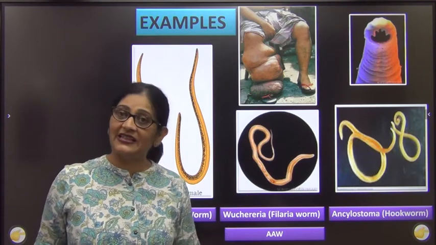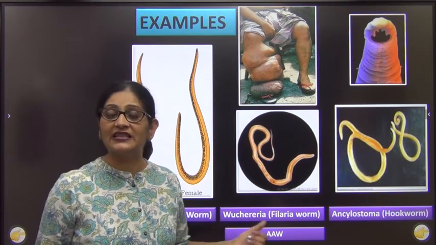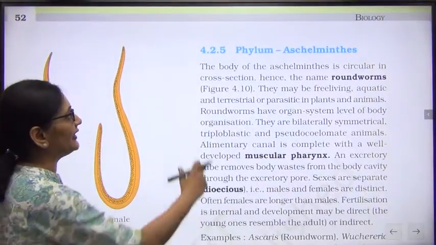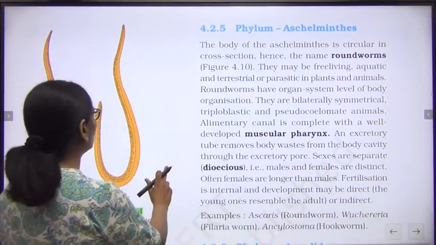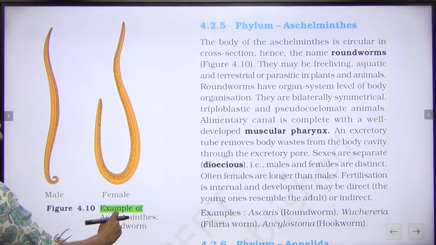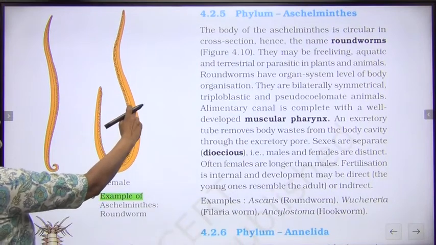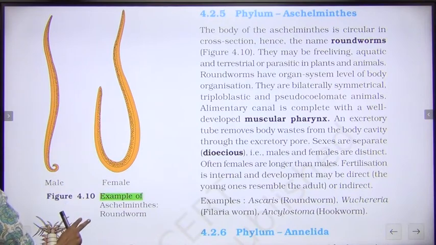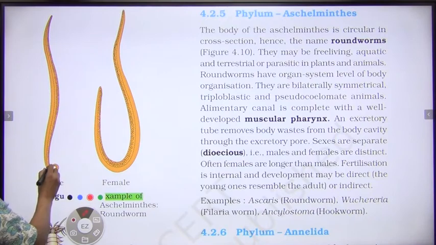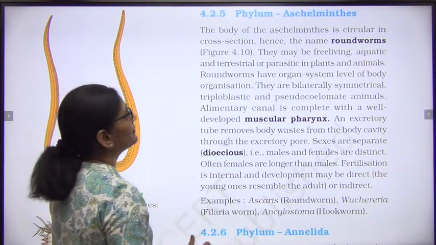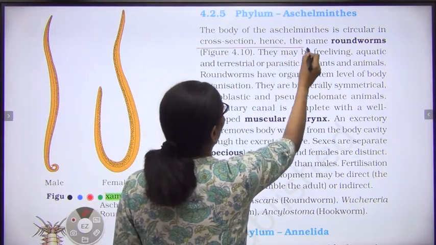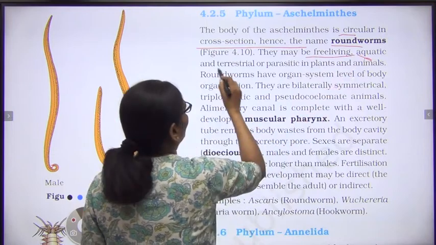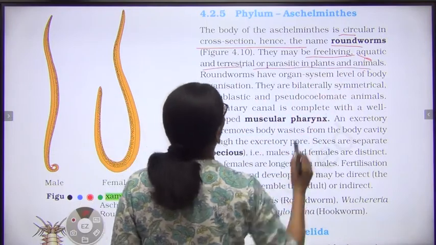Now we will move over to the NCERT to see what is there in your NCERT on this topic, Aschelminthes. Please open page 52 of your NCERT. Phylum Aschelminthes is given over here. This is the diagram. An example of Aschelminthes is roundworm. This is the female Ascaris and the male one. You can see the end is coiled and it has two small projections as well. In the phylum Aschelminthes, the body in cross section is circular, so we call them roundworms. They may be free living, aquatic and terrestrial, but most of them are parasites on plants and animals.